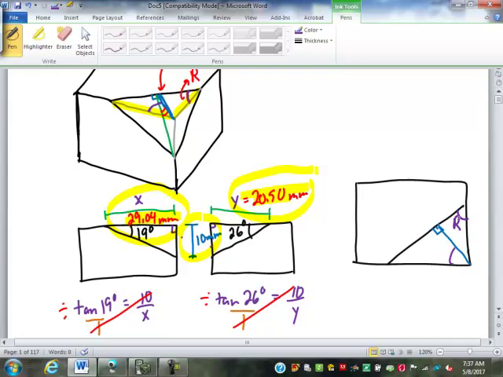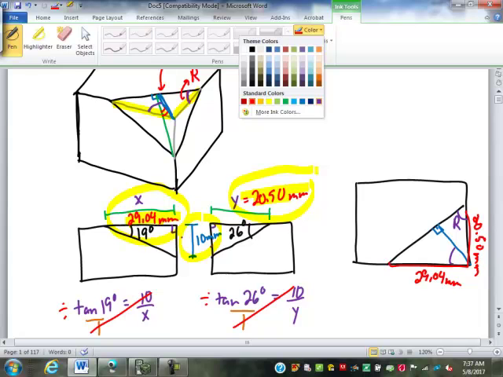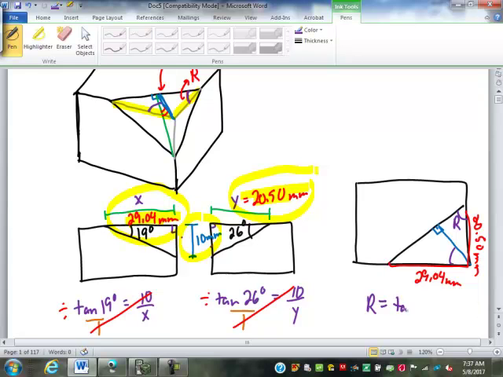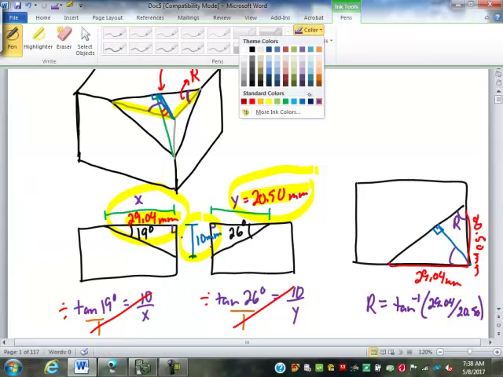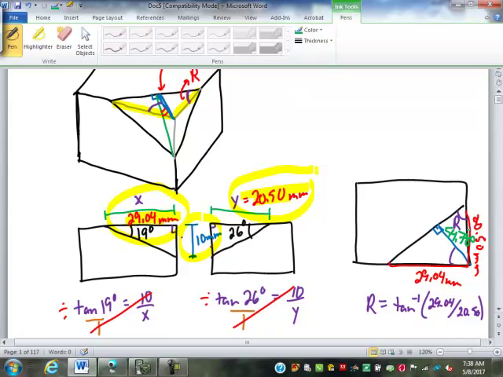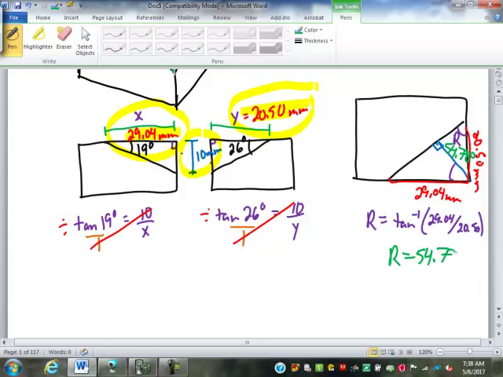This angle right here that I just labeled R is found by the ratio of these two dimensions. This dimension is what we just found to be 29.04. And this is the one we just found to be 20.50. R then, again we're looking at opposite and adjacent, but we're looking for an angle, so it's going to be an inverse tangent of the 29.04 over 20.50, giving us 54.78 degrees. So R here is 54.78 degrees. So that's our angle of rotation.